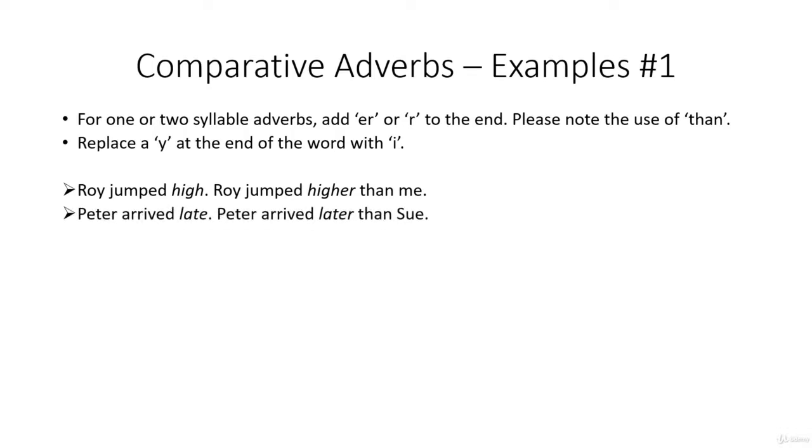Peter arrived late. Peter arrived later than Sue. And please note here that late ends in an e, so we just add an r to it. We don't have to add another e and an r. John arrived early. John arrived earlier than Bob. And here the early ends in a y. Replace the y with an i and add er.